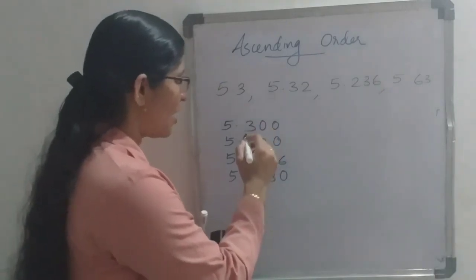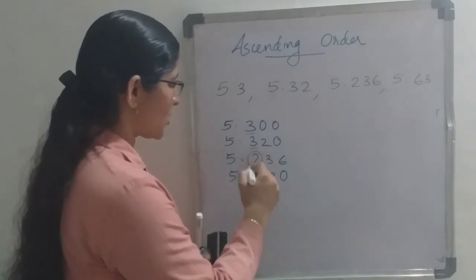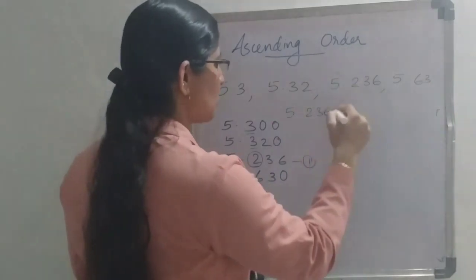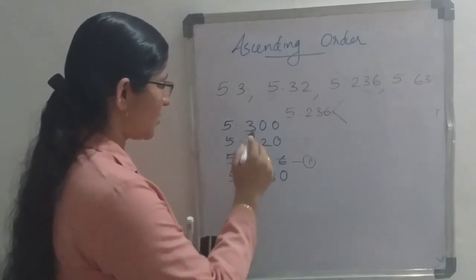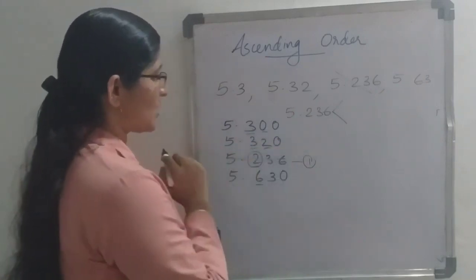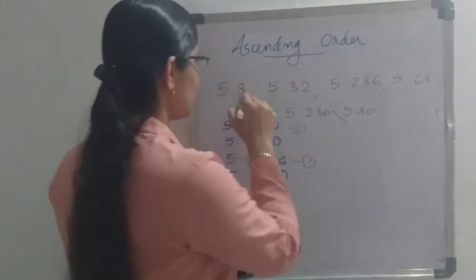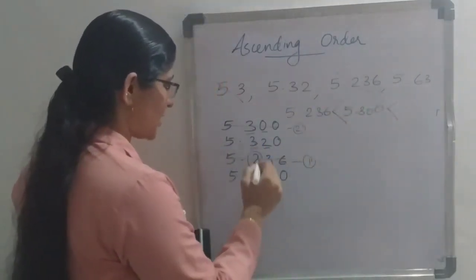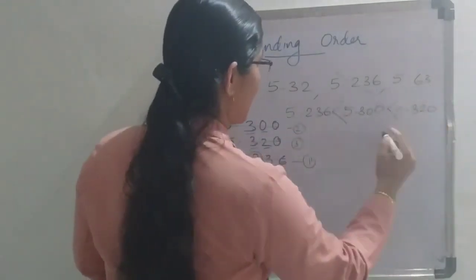So you have to start from the tenths position. 3, 3, 2, 6. Ascending means small first. So 2 is the smallest number. You can make it 1. So 5.236, that is the smallest number. Next, 3, 3, 6, so 6 is greater. 3 and 3 are there. Then you have to look at the next position. 0 and 2. Which is the smallest? 0. So we can write it as 2: 5.300. Then the next one, 5.320.